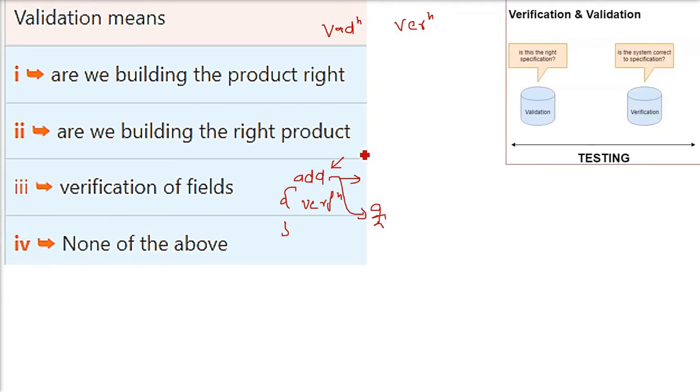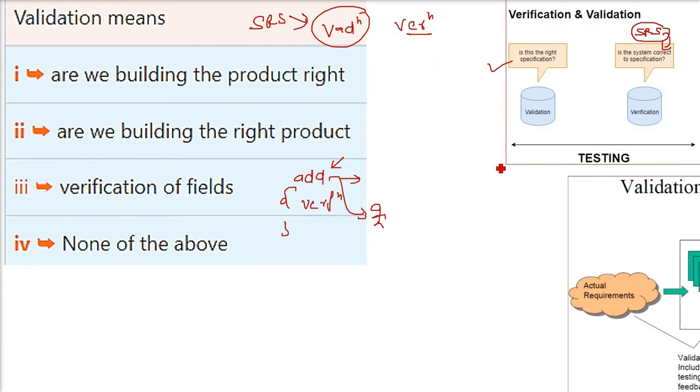So verification asks: is the system correct to specification. Validation asks: is this the right specification? Validation is always done with respect to the SRS, that is what the user and you have agreed. And verification is done with respect to the design document, with respect to different tests, like the unit test, the integration test, the regression test, all these. But validation is always acceptance test, the final alpha beta test. Acceptance test contains this alpha, beta, etc.